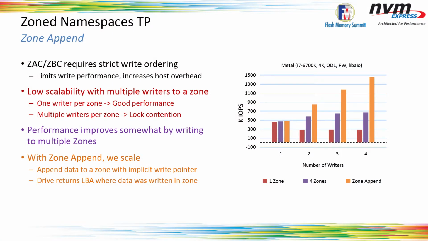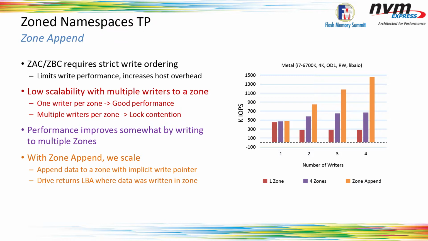Zone Append is a way to get around a problem that exists in ZAC and ZBC. So in the hard drive case, we require strict write ordering, and this limits performance. And so we can try to mitigate the performance by adding multiple writers to a zone.